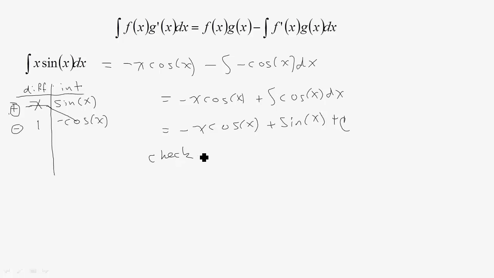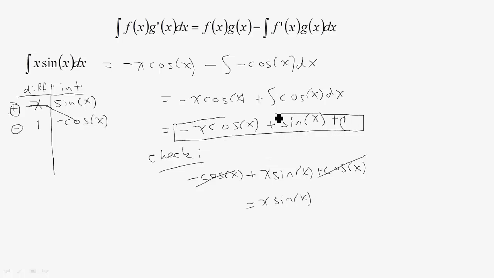Now I can check here by differentiating. The derivative of negative x cosine x, of course, requires the product rule. So the derivative of negative x is negative 1 times the cosine of x, and then the derivative of cosine x is negative sine. So negative x times negative sine gives positive x sine x, and then the derivative of sine is cosine. Notice there's a plus cosine and minus cosine. They cancel, so we get x sine x, which is what we were hoping for, right? We're trying to find the function whose derivative is x sine x. So that means we've found the answer. There's the antiderivative of x sine x.